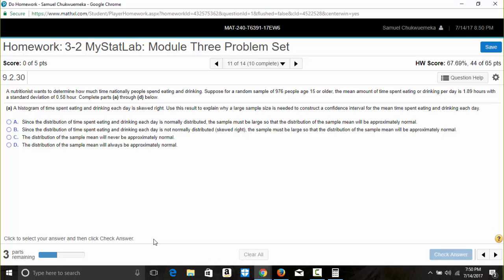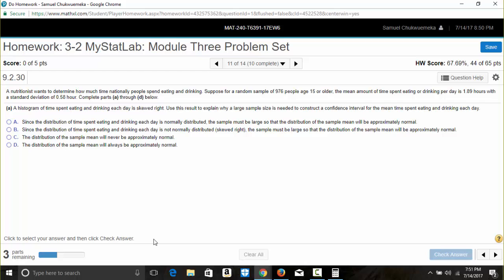Okay. Question 11. A nutritionist wants to determine how much time nationally people spend eating and drinking. Wow. I wonder how many will be praying. People spend eating and drinking. Suppose for a random sample of 976 people, age 15 or older, the mean amount of time spent eating or drinking per day is 1.89 hours with a standard deviation of 0.58 hour. Complete parts A through D below.